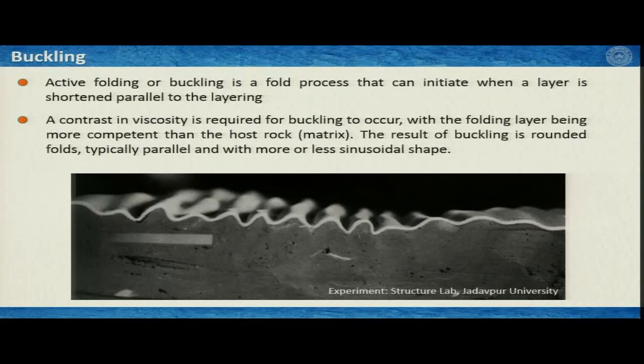So active folding or buckling is a fold process that can initiate when a layer is shortened parallel to the layering. Now, a constant viscosity contrast is required for buckling to occur, with the folding layer being more competent than the host rock or the matrix. The result of the buckling is rounded folds, typically parallel and with more or less sinusoidal shape.